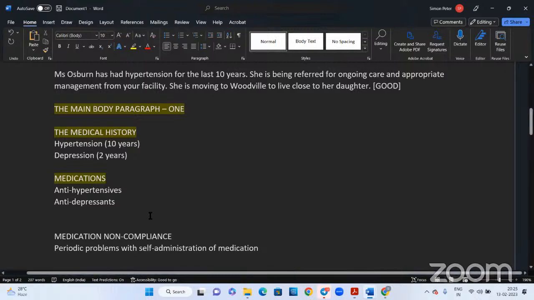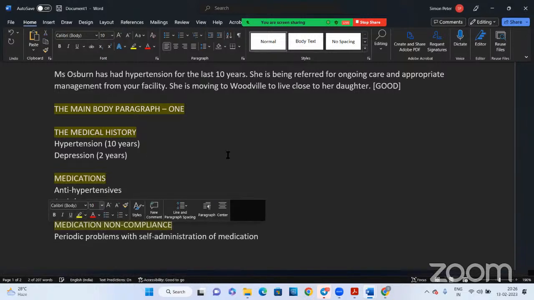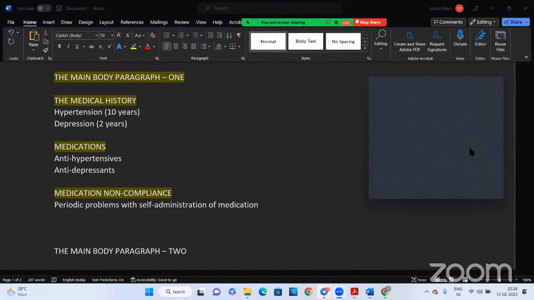Medication non-compliance. She has this medical problem, so she is taking these medications, but while taking this medication, she has non-compliance. See, these are all related information. I think you can understand now. So, medication, medical history, and for that medications and medication non-compliance are very much related here.